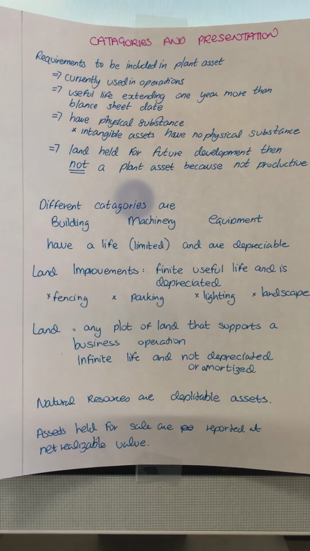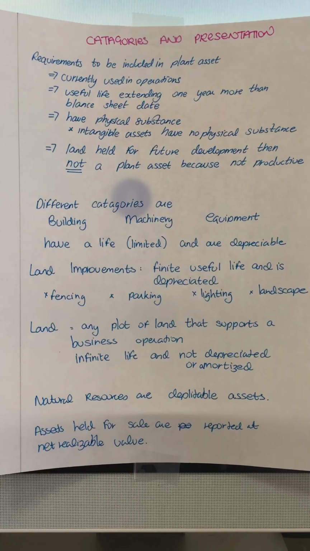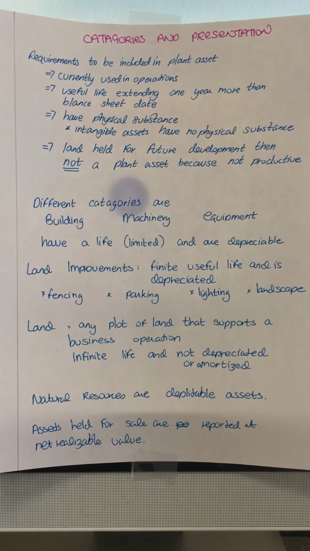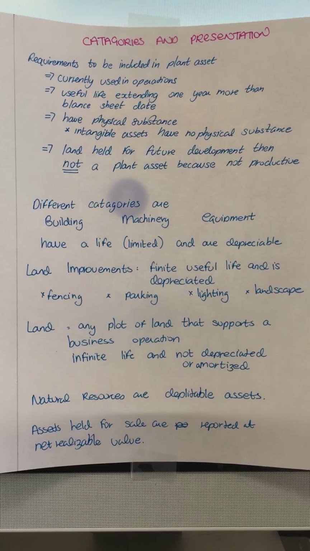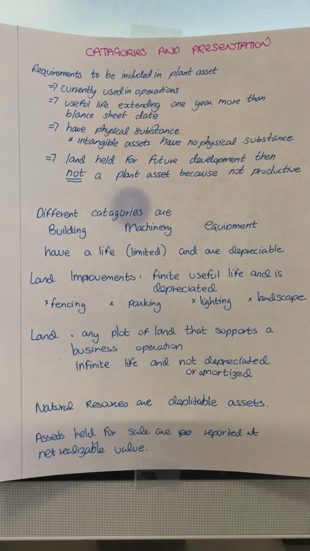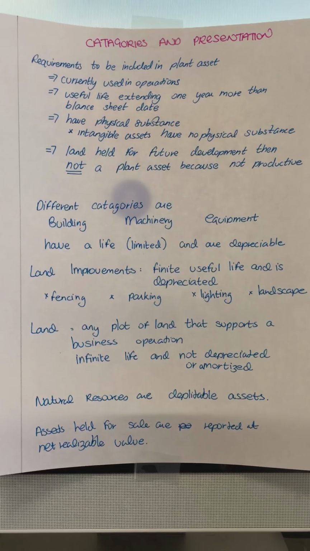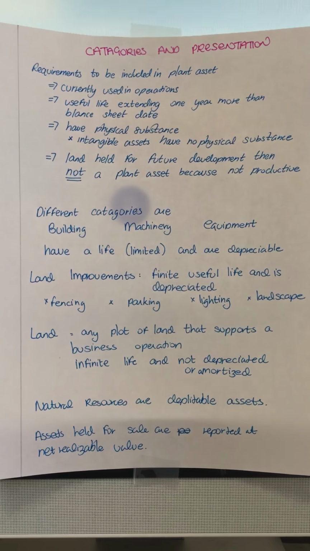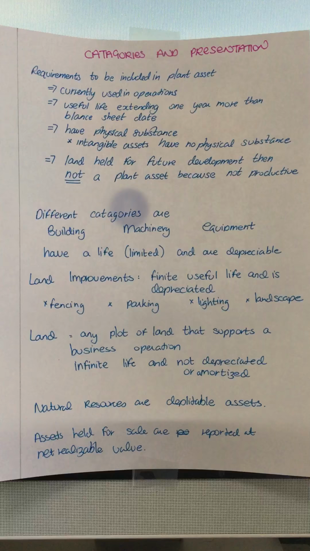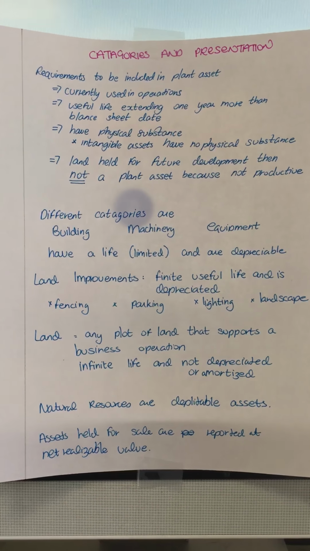In this section, we are going to discuss the categories for property, plant, and equipment. So we'll start discussing what exactly is included in a plant asset. What are the requirements? For an asset to be classified as a plant asset, it should be currently used in operations. It should have a useful life that extends to 1 year beyond the balance sheet date. It has to be beyond the balance sheet date.